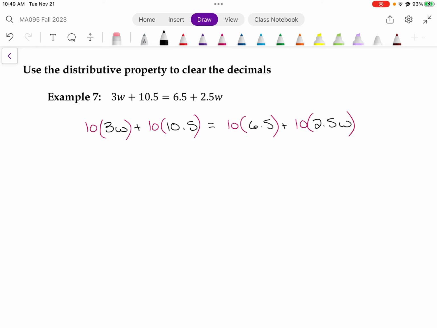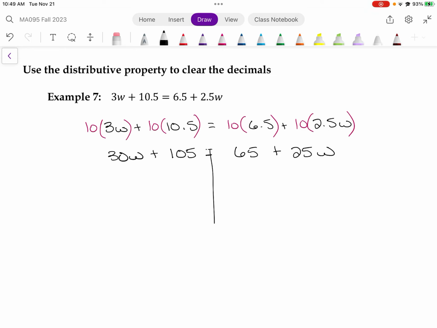Easiest way to do this. All right, so I've got 30w plus 10 times 10.5 is 105. It moves the decimal place over to the right one. 10 times 6.5, move the decimal place to the right one, I get 65. Again, decimal place to the right one, I get 25, and the w is there.